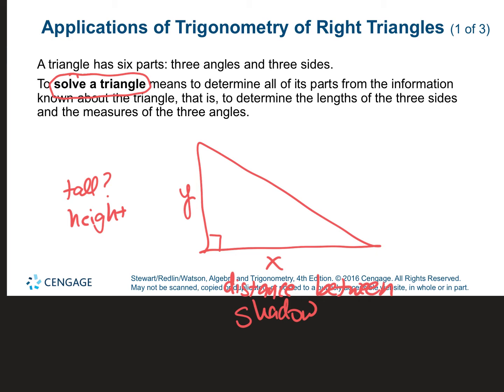Whenever they're talking about the hypotenuse, a lot of times they'll talk about a ramp. Got to build a ramp, an escalator, a ladder. A fire truck has to go rescue someone in an 85-foot tall building. How long does the ladder have to be? Think about where a ladder would be. It would be leaning against the building. That would be your hypotenuse.